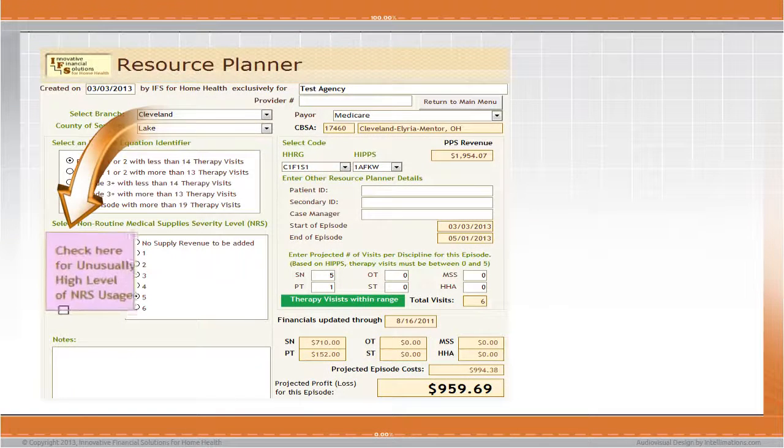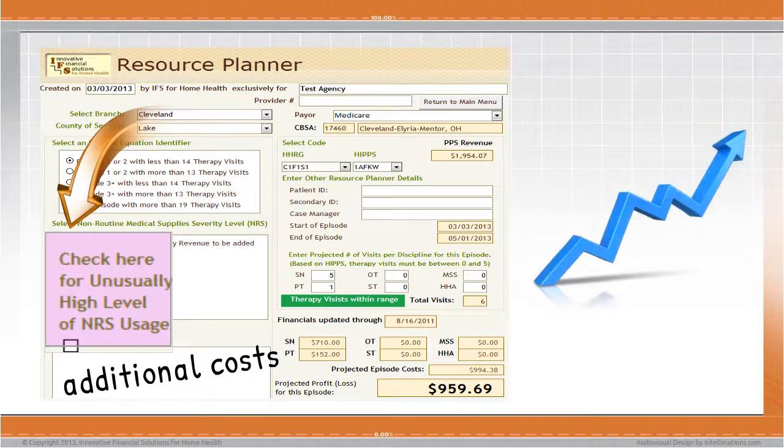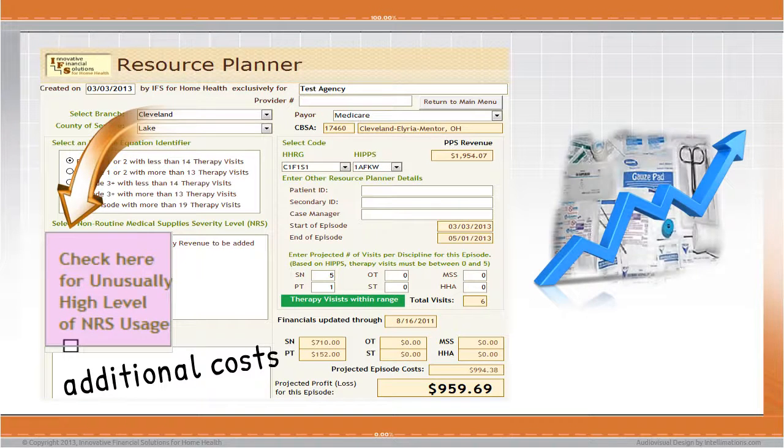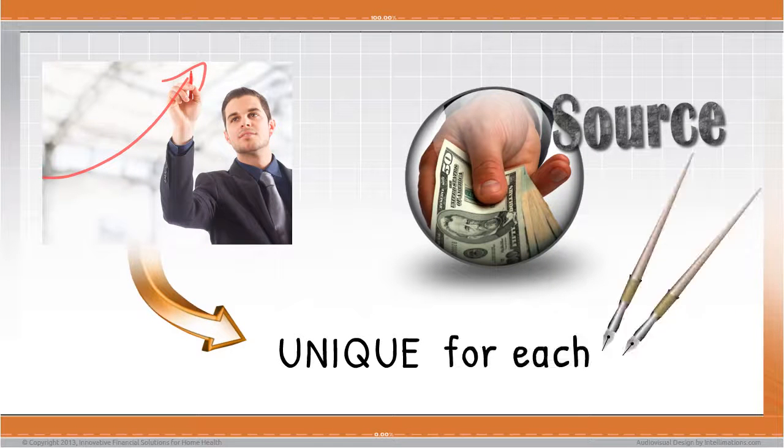Six, giving you the ability to account for the additional costs for those episodes that need much more than the norm in chargeable medical supplies, for example, ostomy and or wound care patients and the like. And seven, giving you the ability to set a desired profit margin for any and every payer. And these desired profit margins can be unique for each payer.